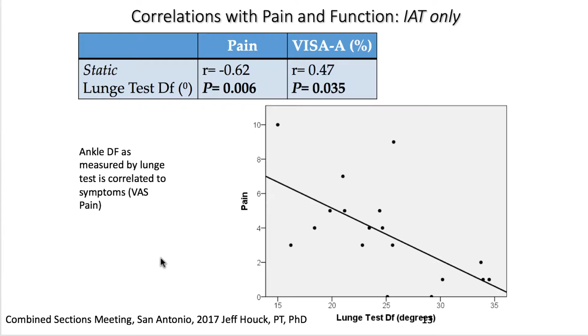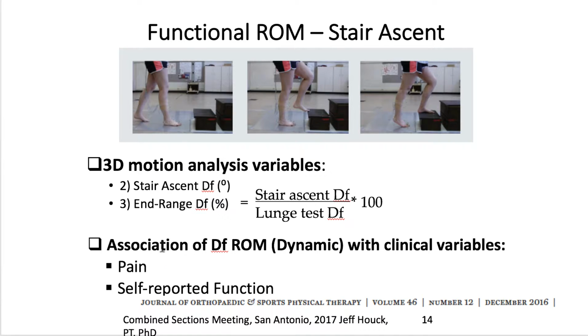So secondly, we also wanted to look at the influence of the part of the motion that the person's using when they move. So we had the people perform the stair ascent activity. You can see it here, and so they have peak dorsiflexion when the opposite toe is making contact with the step. So we looked at peak dorsiflexion during stair ascent, and we took the ratio of that peak dorsiflexion and divided it by the peak lunge test dorsiflexion.